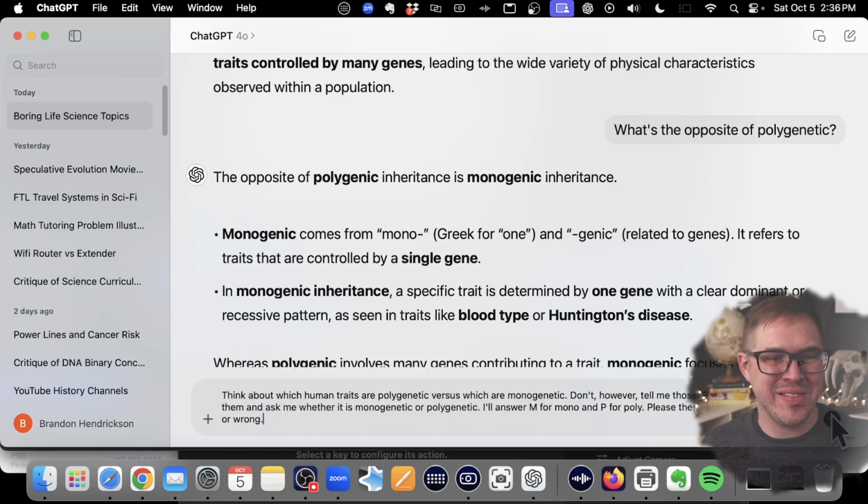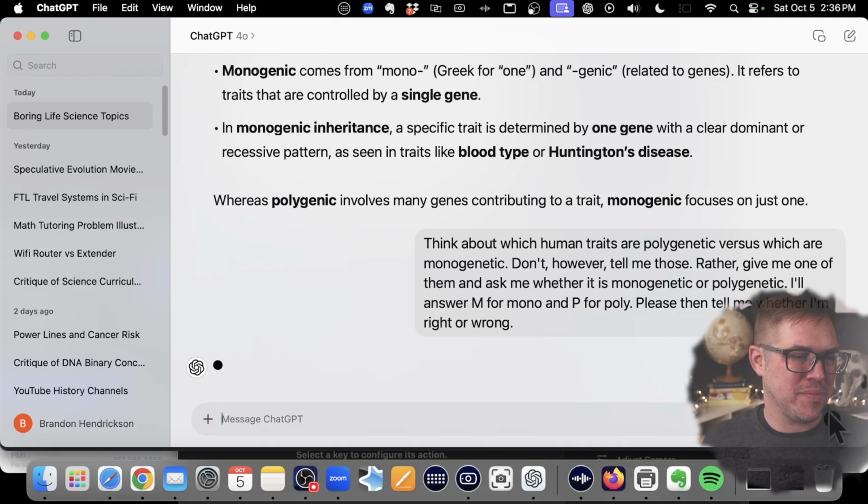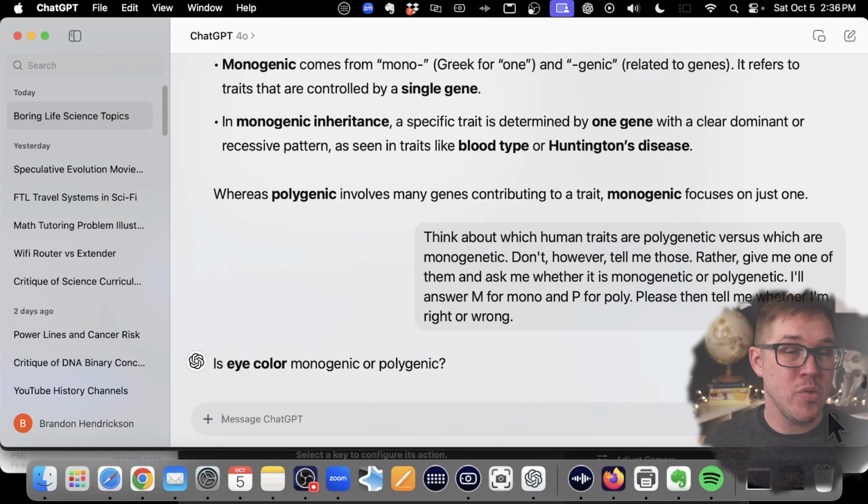I feel like I didn't even need to say all of that. But let's see. Ooh, wow, great. Is eye color monogenetic or polygenetic? Quick, M or P? Throw it in here. Oh, I see. Thank you, Golden Retriever. You've spoiled this question for us. Good to have you here.